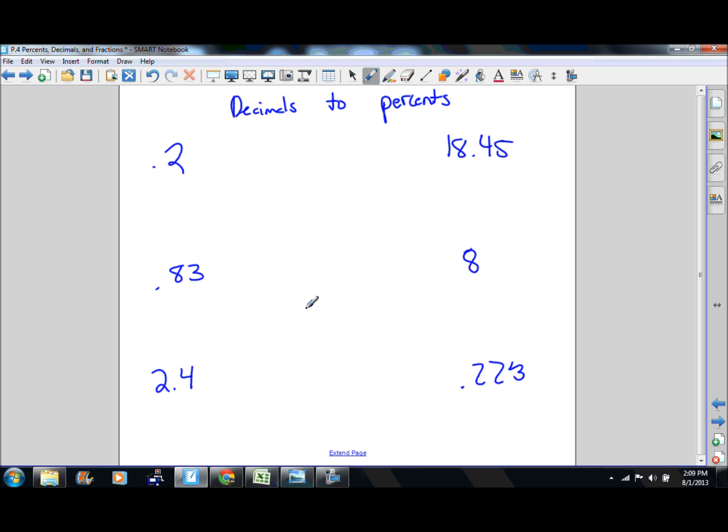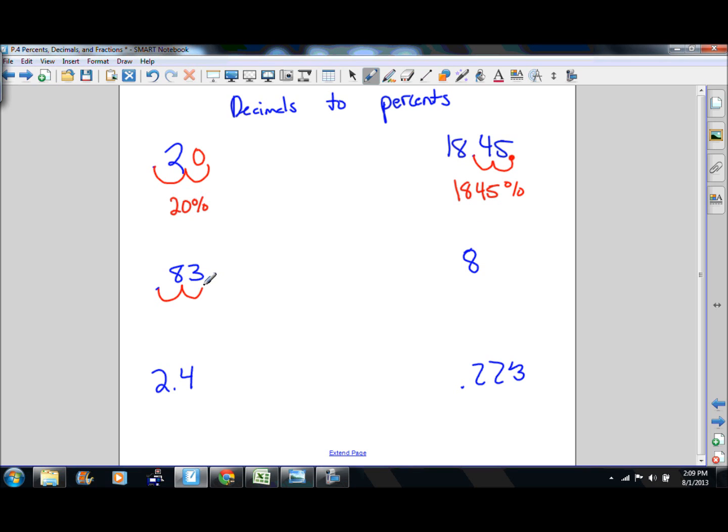The first thing we have to do, and we don't need calculators for this, is turning decimals into percents. Now, in order to do that, we're actually multiplying by 100, or we're moving the decimal place 2 to the right. So if we have the decimal of 0.2 and we moved that 2 to the right, it would be 20%. And if we had the decimal 18.45, that means we're dealing with the percentage of 1,845%.